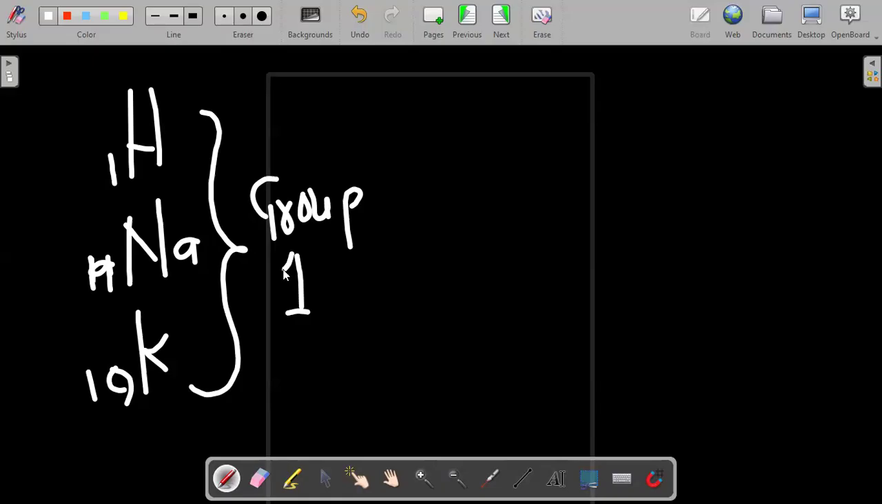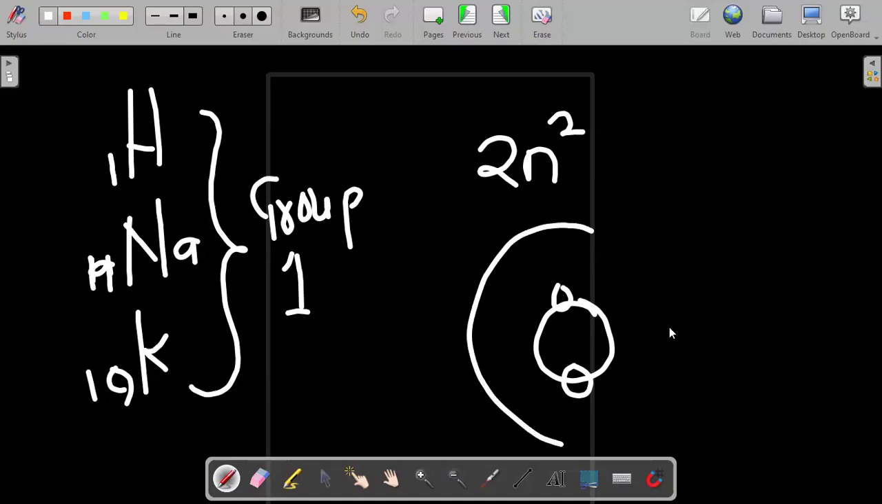Why is this so? To know why, we need to follow the arrangement of electrons around the shells. The formula for doing so is 2n squared. The first shell, this is the standard, must be 2 electrons. The second shell must be 8 electrons.